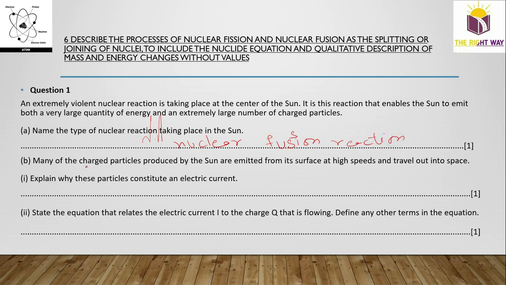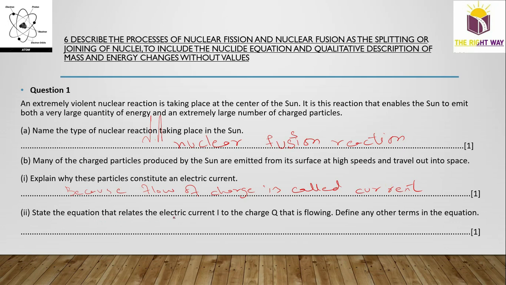Okay, many of these charged particles produced by the sun are emitted from its surface at high speed and travel out in space. Explain why these particles constitute an electric current. Because flow of charge is called current. As they are flowing from the sun and moving away from the sun, this flowing of charge is called current.